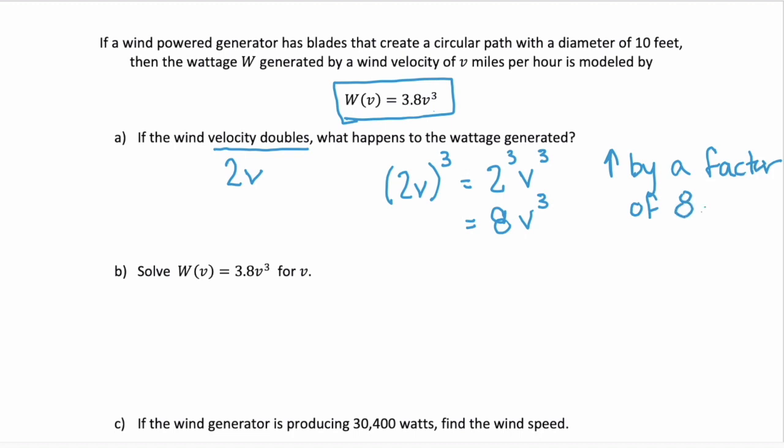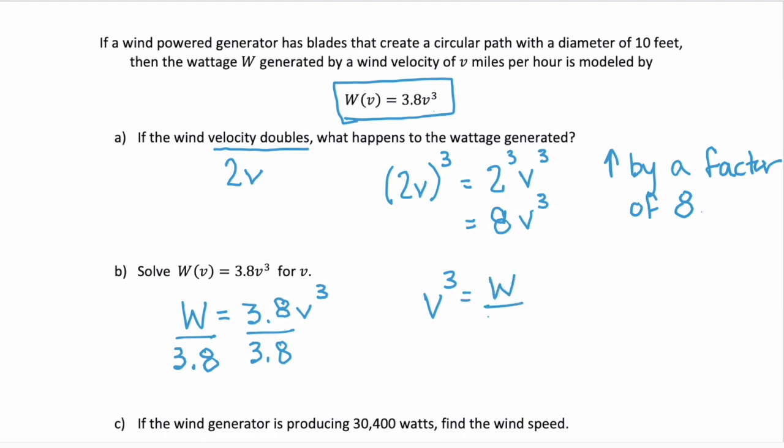Now, part B wants us to solve the function for V. Remember, the V in parentheses on the left is just part of function notation. So we could rewrite this as W equals 3.8 V cubed. And to solve for V, first we need to divide both sides by 3.8. That brings us to V cubed equals W over 3.8.